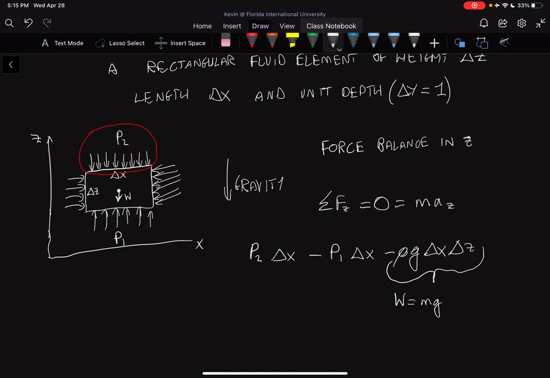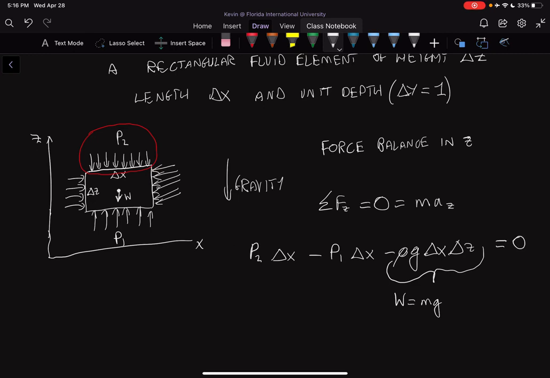So, if you remember correctly, mass times gravity is the same thing as... what's the definition of density? If you know the definition of density, it'll make sense. So the density is rho times delta x times delta z times delta y. So essentially mg is equal to rho times the volume. The density times the volume is equal to the mass multiplied by g. And so we get that this whole term is equal to 0.